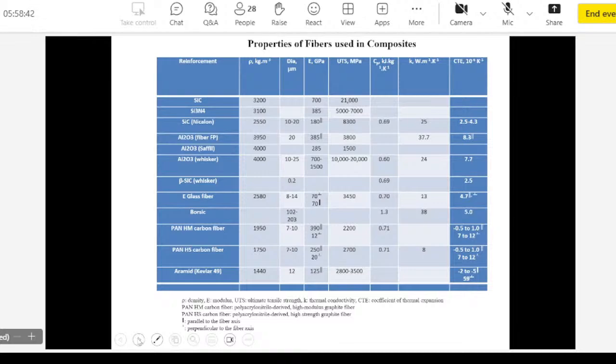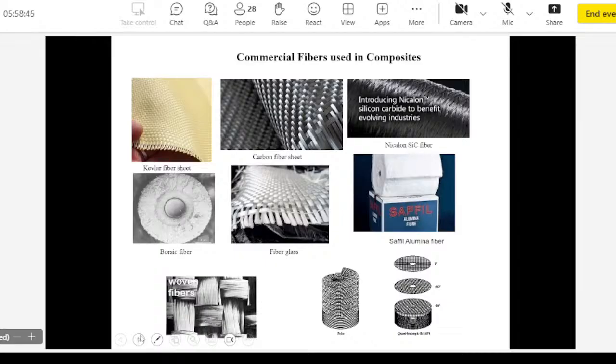Some actual commercial fibers and fabrics that are used in composites, polymer composites. Kevlar is a polymer fiber, aramid fiber. So most often we don't use single fibers. We create a cloth or sheet or a mat out of fibers. And this is where textile engineering expertise comes into play. How are you going to weave the cloth to create certain patterns for properties? So we have Kevlar fibers, carbon fiber sheets, silicon carbide, or commercially called Nicalon fiber, fiberglass.